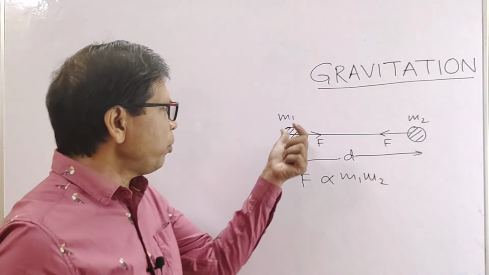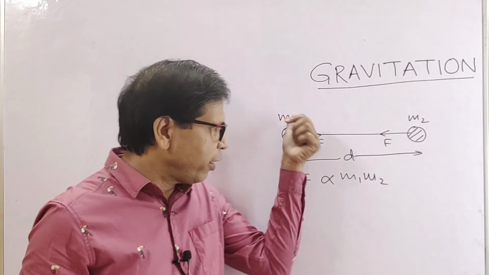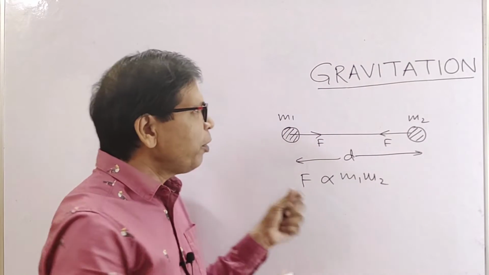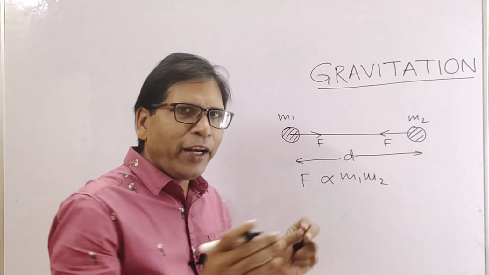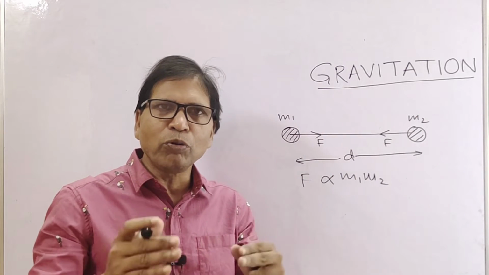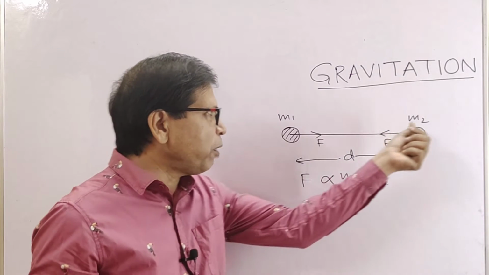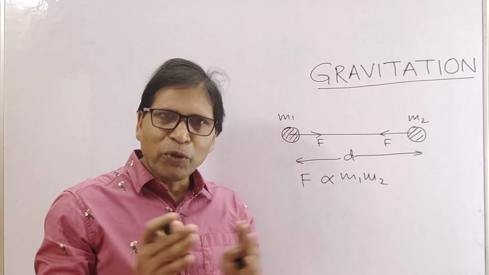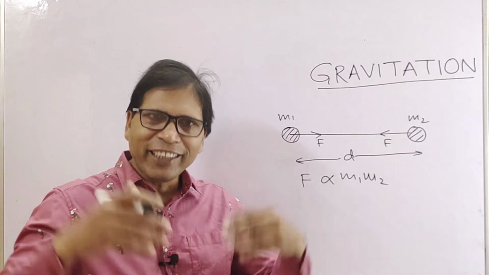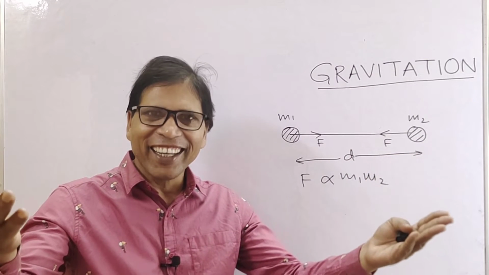This means if the mass of one body doubles, then the force doubles. If the masses of both bodies double, then the force becomes 2 into 2, 4 times. If one mass doubles and the other mass becomes 3 times, then the force becomes 2 into 3, 6 times than earlier.